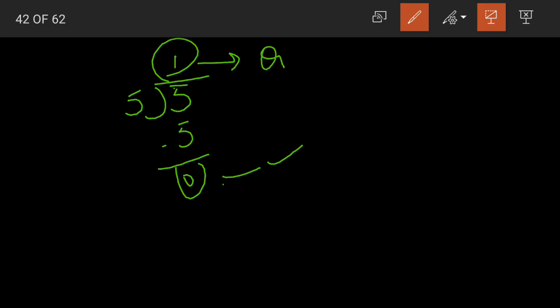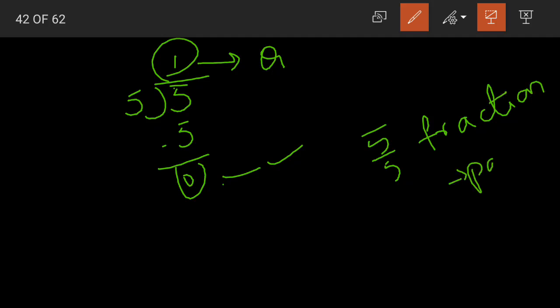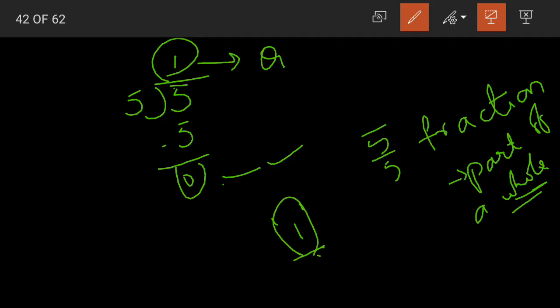Yes. Now 1 means what, children, here? 5 by 5 is a fraction. That means it is a part of a whole. Yes or no? Yes. So what does whole mean here? How can we represent this whole in terms of numbers? 1. Yes. So when we say 1, this becomes our whole. Yes, and when we take the fraction, it becomes a part of this whole.